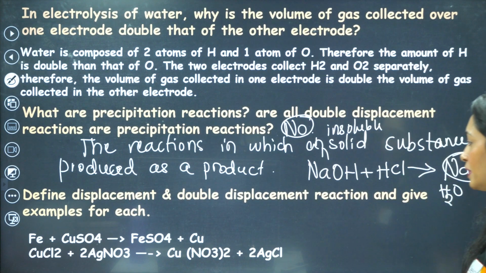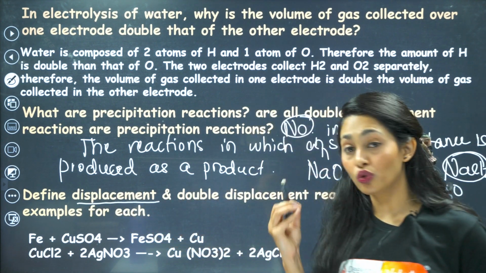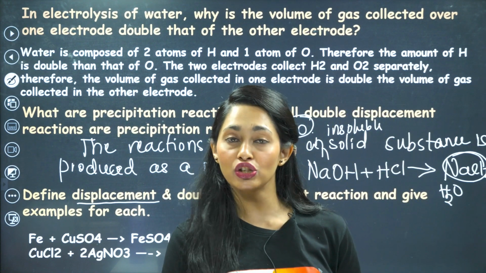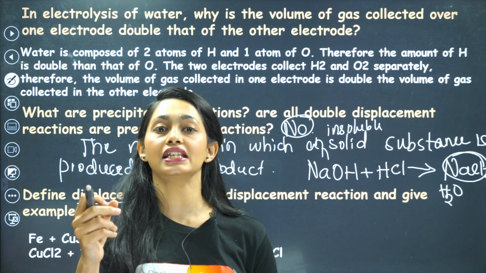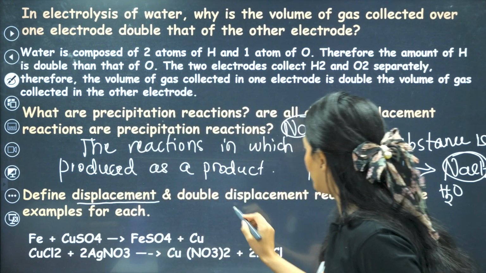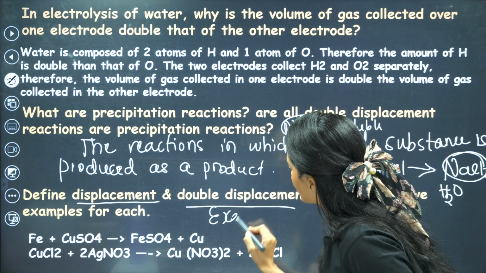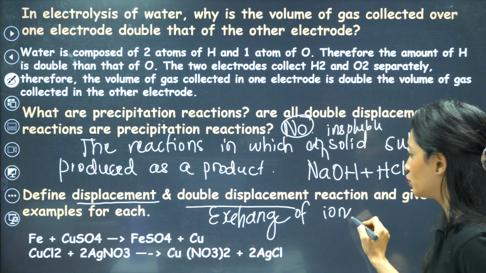Next, define displacement and double displacement reaction and give examples for each. You know very well the definition of displacement reaction: the more reactive metal displaces the less reactive metal from its salt solution. In a double displacement reaction, exchange of ions is going to happen.